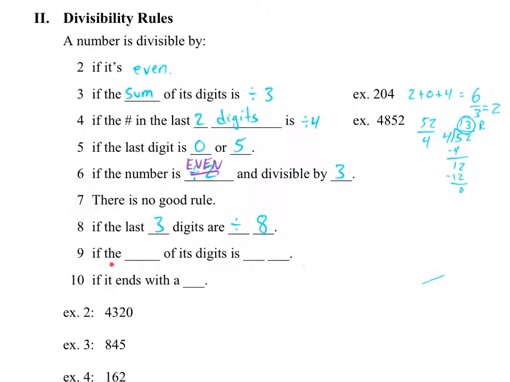Number 9. 9 and 3 are kind of related, does that make sense in your brain? Yeah. Because 3 squared is 9, or 3 times 3 is 9. So the rule for 3 was if the sum of the digits is divisible by 3, 9 is going to be if the sum of the digits is, any guesses? 9. Yep, is divisible by 9. So on our examples, we're going to do the same sort of thing, where we do 2 plus 0 plus 4. But then we say, okay, is that divisible by 9 instead of is it divisible by 3?